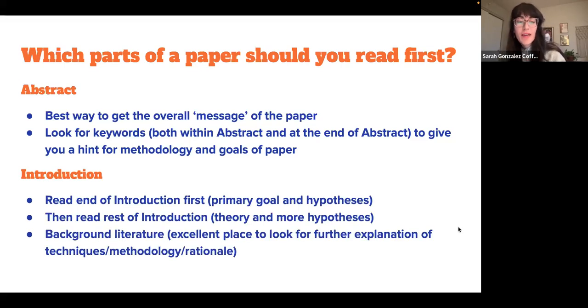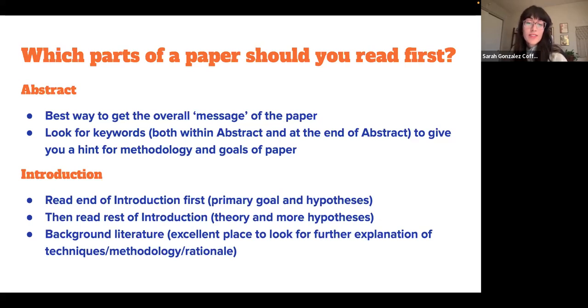It's actually best to read these papers in piecemeal because the information is organized in a standard way. And so you can get information in a pretty standardized way as well when you extract it. So consider reading the end of the introduction first, because that's going to be the space where you get the primary goal and the hypotheses about the paper.